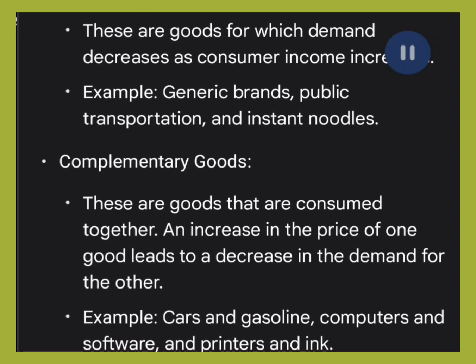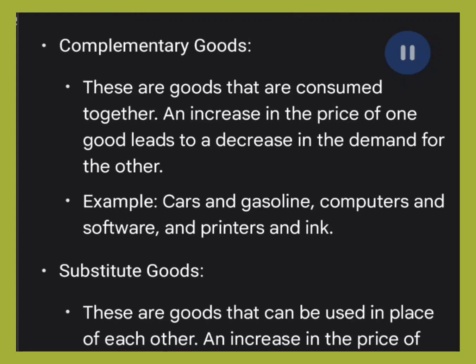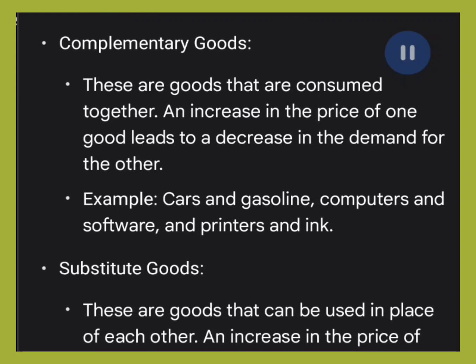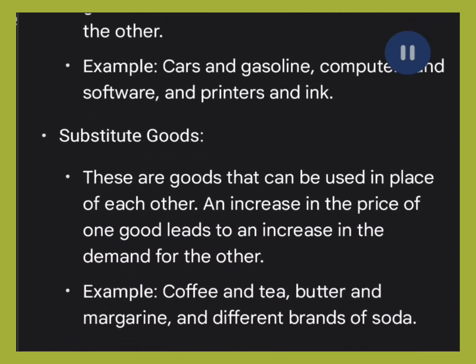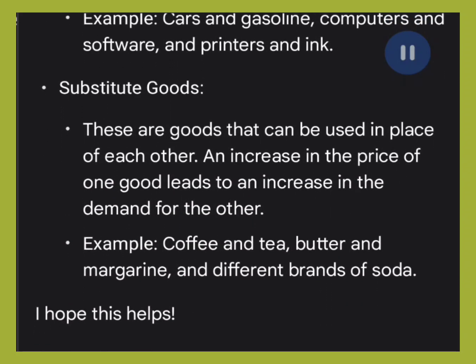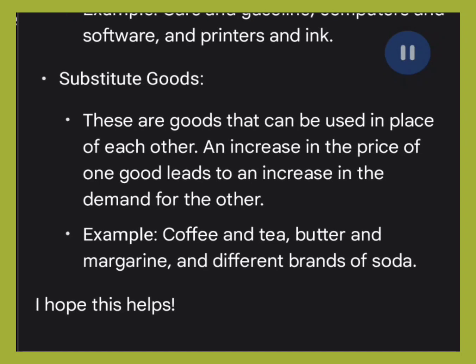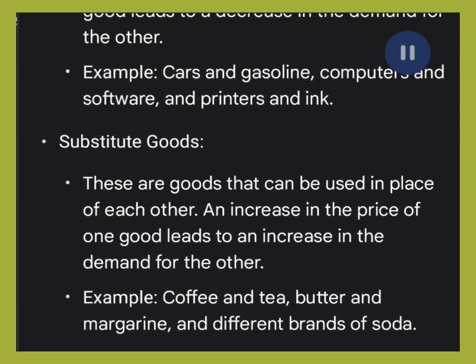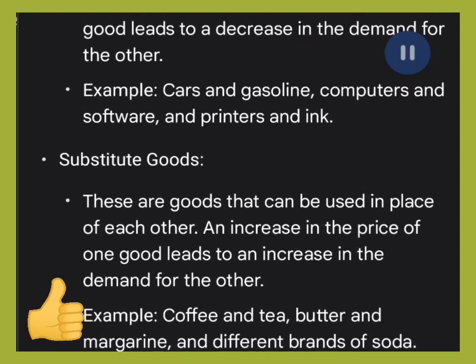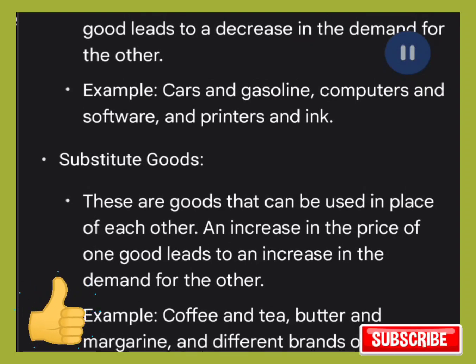Complementary goods. These are goods that are consumed together. An increase in the price of one good leads to a decrease in the demand for the other. Example: cars and gasoline, computers and software, and printers and ink. Substitute goods. These are goods that can be used in place of each other. An increase in the price of one good leads to an increase in the demand for the other. Example: coffee and tea, butter and margarine, and different brands of soda.